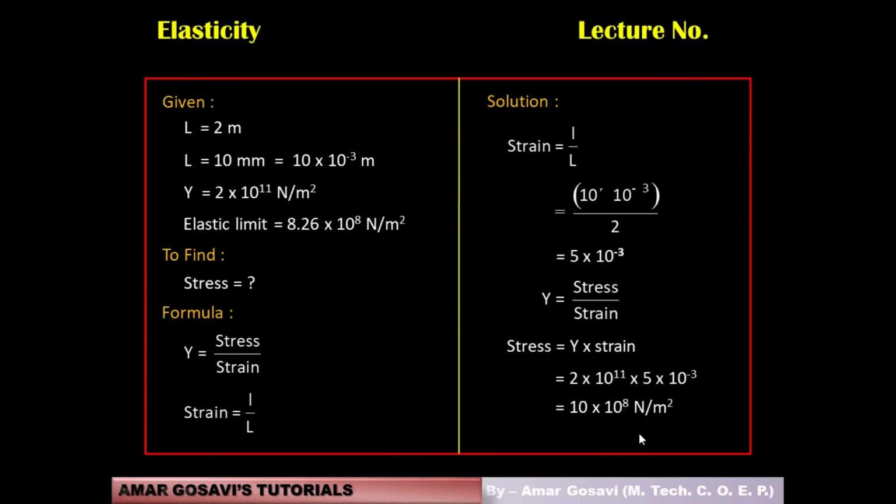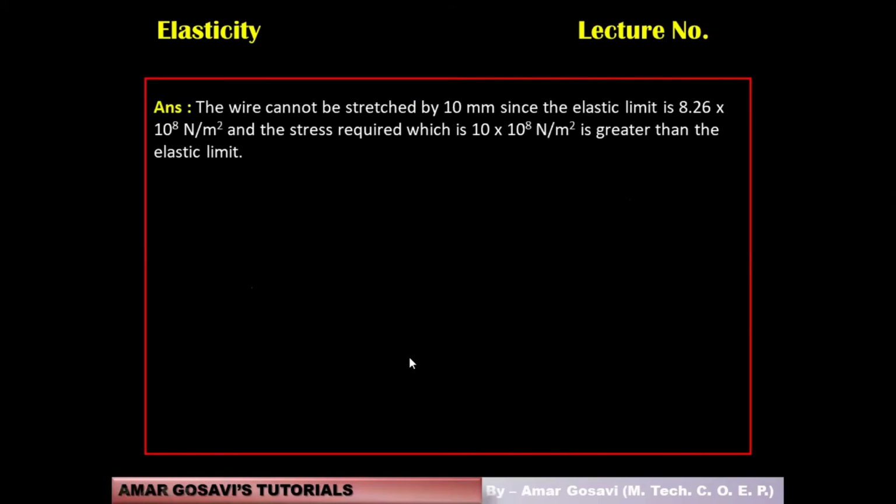If it is greater than elastic limit, then you cannot stretch it by 10 mm. Why? What will happen? It will break. So here what I was saying again, the stress induced in the wire is greater than elastic limit. So you cannot stretch it by 10 mm. And the reason is stress induced is greater than elastic limit. Had the stress induced been lesser than elastic limit, then this condition was possible.